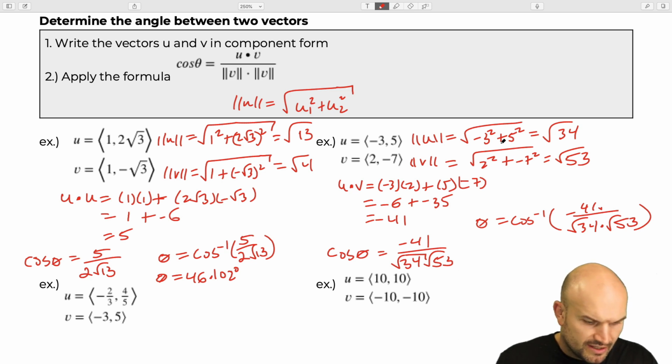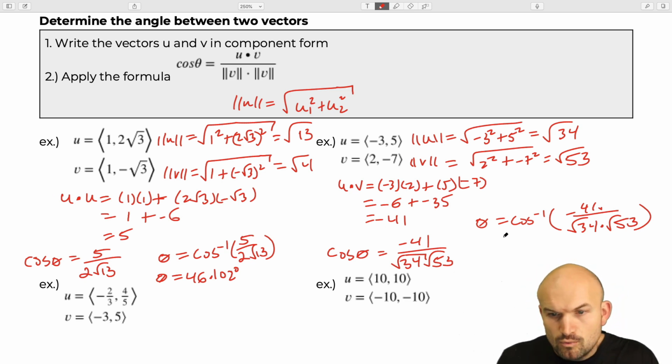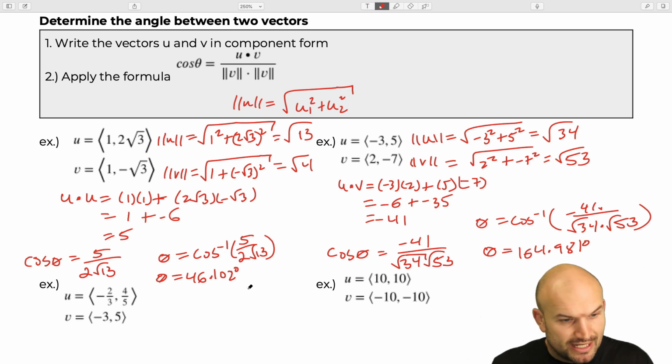And I'll do the cosine inverse of that answer. And I get 164.981, which looks pretty good. So theta equals 164.981 degrees, non-rounded. I'm just going to be truncating.